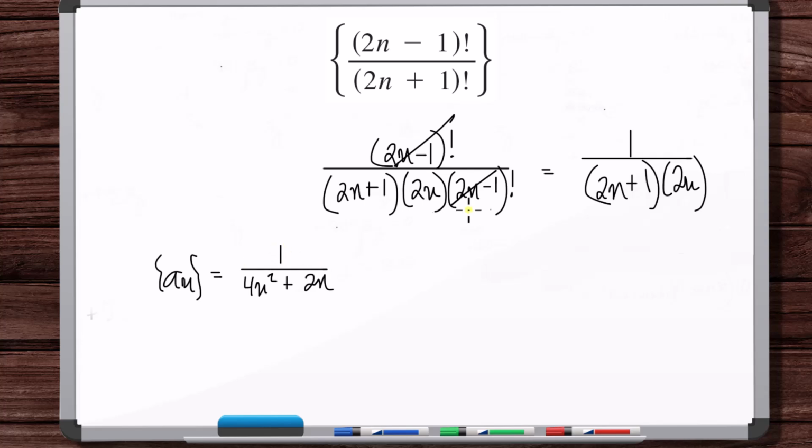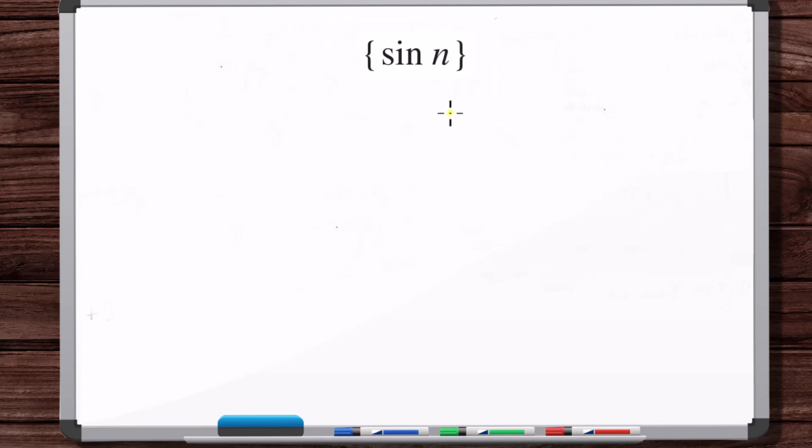2n. Well, it doesn't even matter. This limit is going to be equal to 0. We can clearly see that this limit is equal to 0.